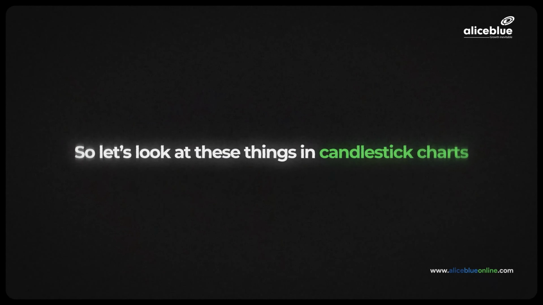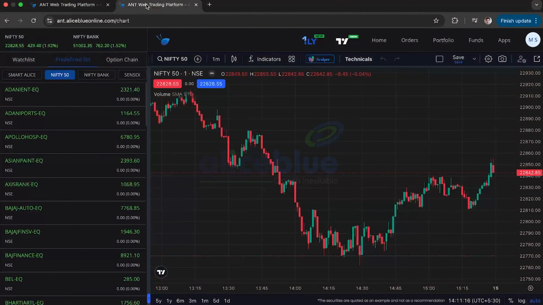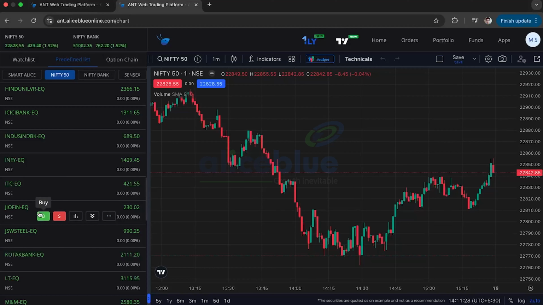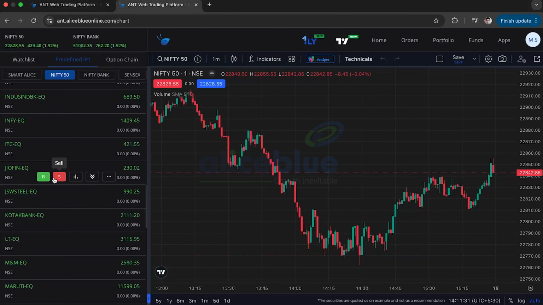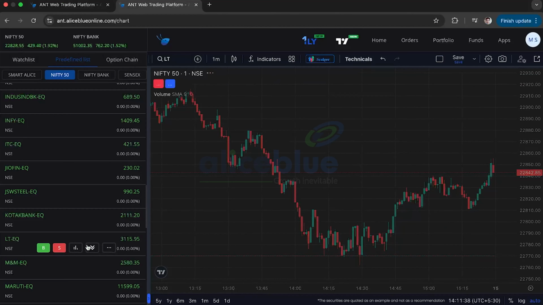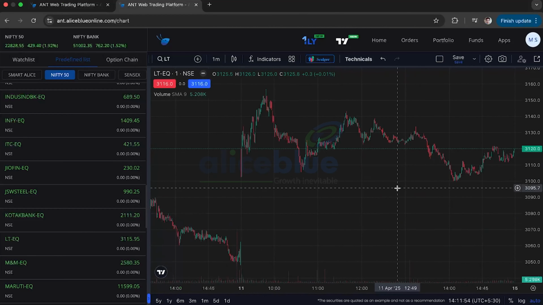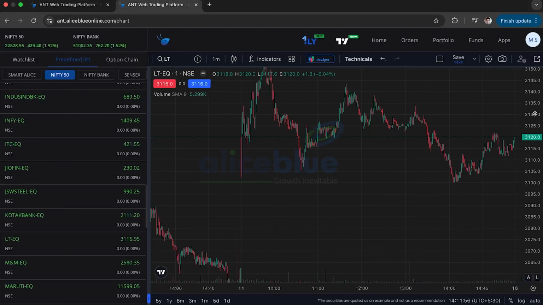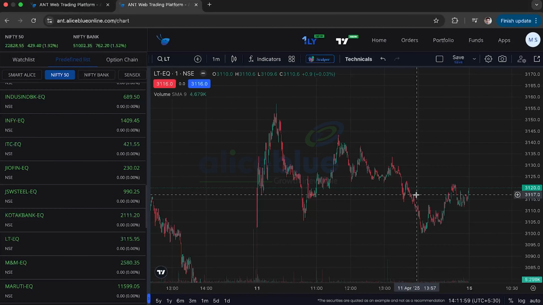So let's look at these things in candlestick charts. I've logged in to the web dashboard. What you can see is that we have the Nifty 50 chart over here, and we also have the Nifty 50 companies over here. For your analysis of support and resistance levels, I'll show you how it works. Let's take an example of Larsen & Toubro. L&T, as you know, is a very big infrastructure development company. We'll have a look at its chart and understand the support and resistance from here.